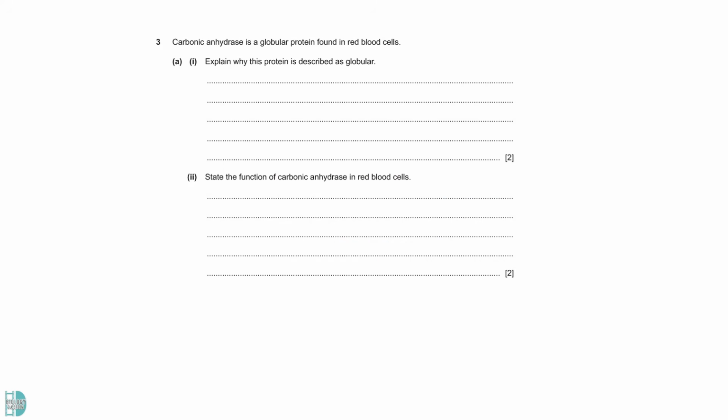Question number 3 is about carbonic anhydrase. A1. Explain why this protein is described as globular. The command word in this question is explain. It means that you have to provide reasons in your answer. The first reason is it has a spherical or ball shape. Secondly, all globular proteins are water soluble.